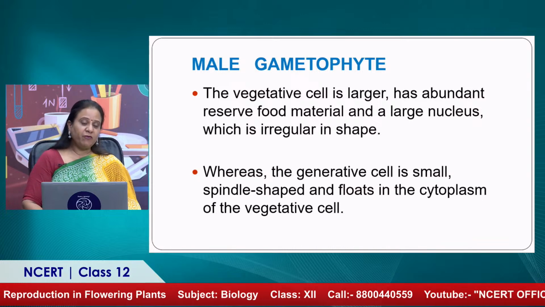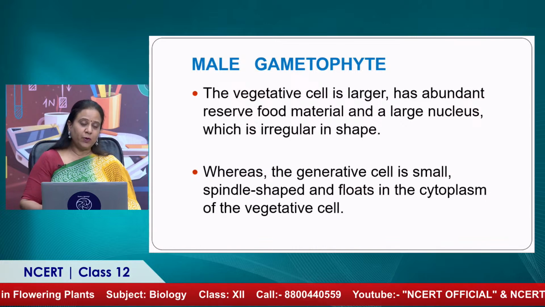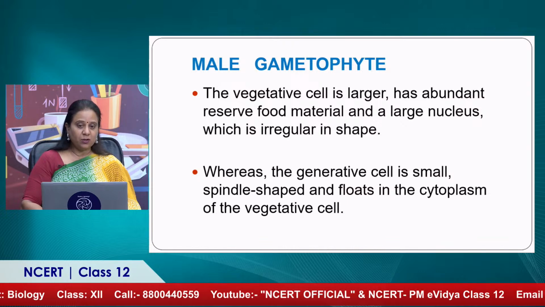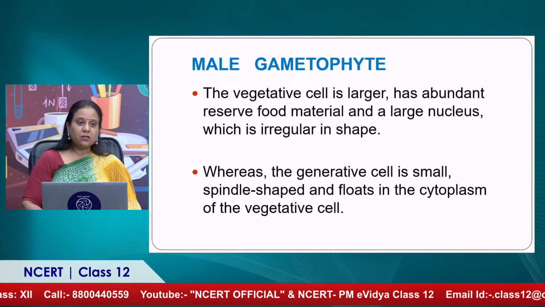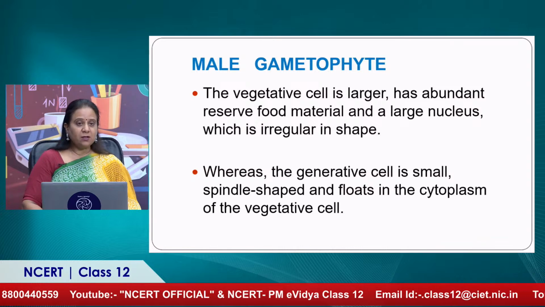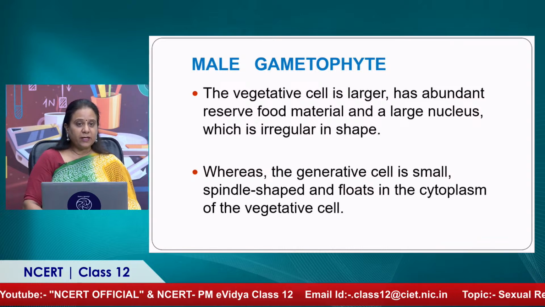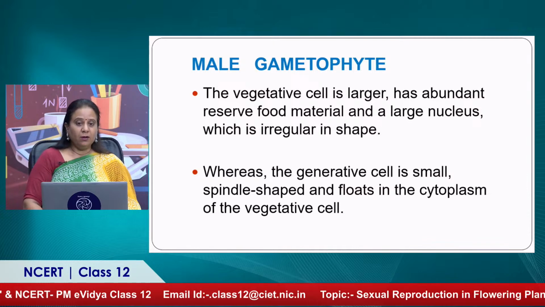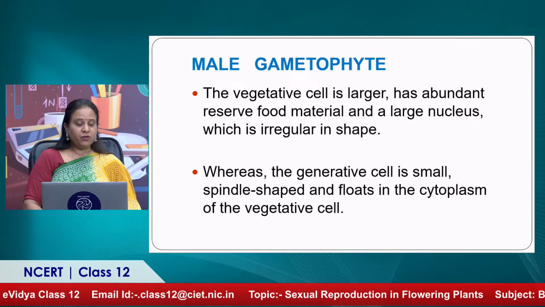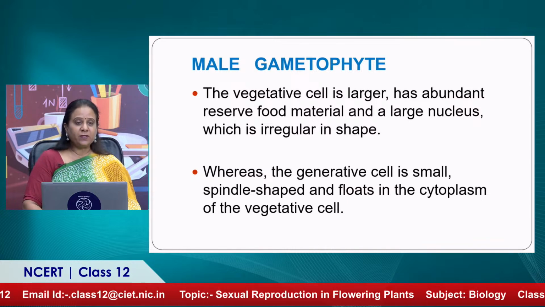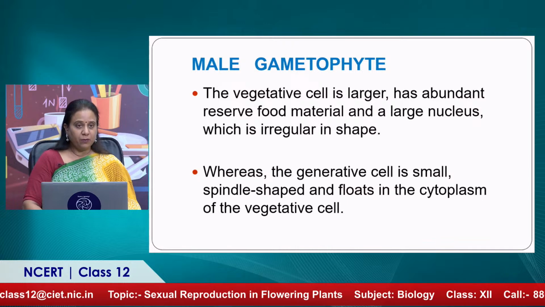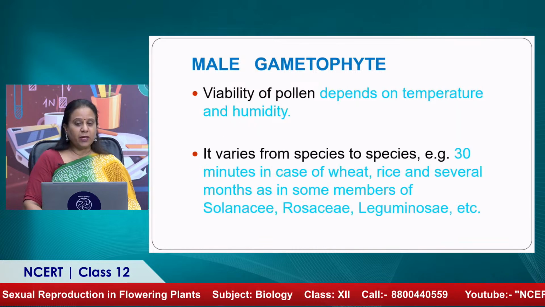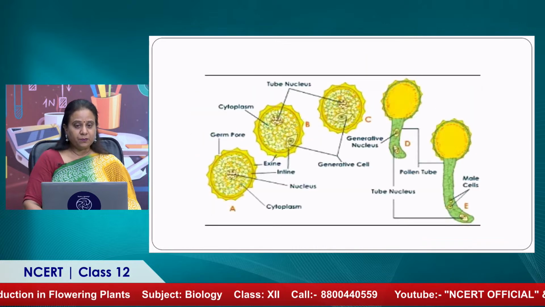So students, please be very careful whenever you are writing the answer. So write about the basic difference, that is the vegetative cell is larger while on the other hand the generative cell is smaller. Vegetative has the reserve food material in it while the generative cell has very little, or we can say no reserve food material. Vegetative cell has a large nucleus which is irregular in shape while the generative cell itself is spindle shaped, right? So these are the differences and we can see these differences with the help of a diagram as well.